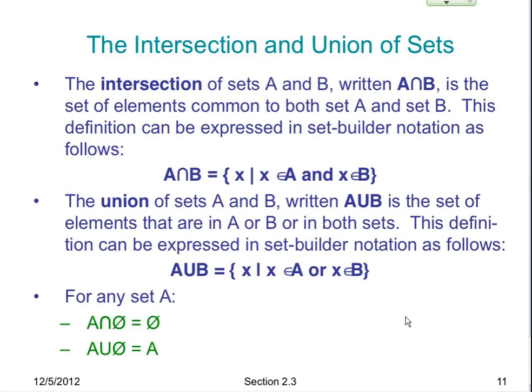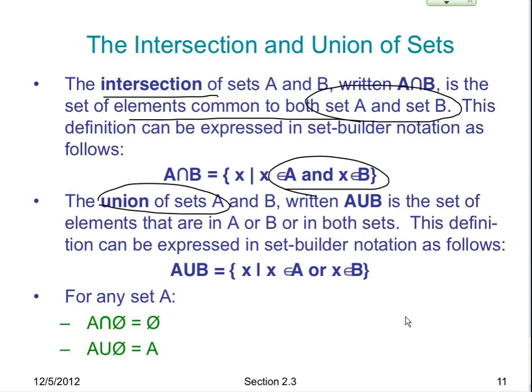This is the second part of section 2.3. We left off with this slide. As a refresher, the intersection is the elements that they both have, anything that they have in common. And the union is anything that's in A or B or in both sets at the same time.